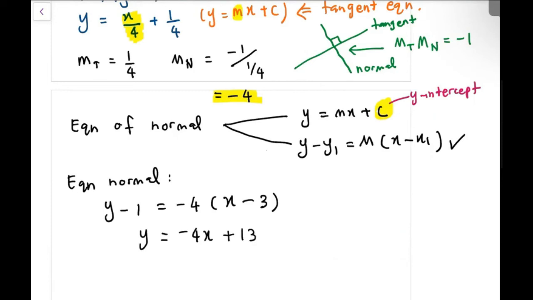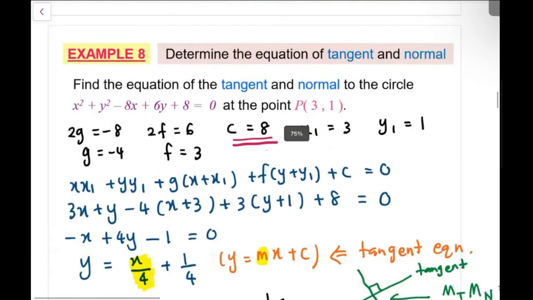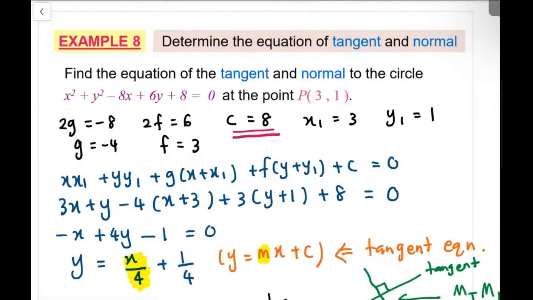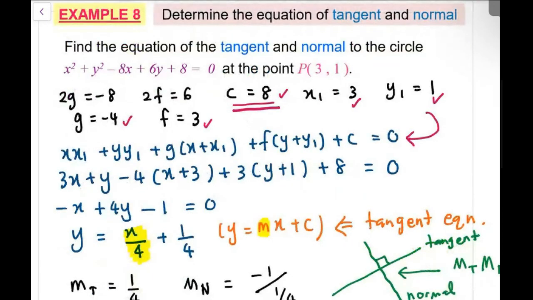Okay, so I recap it first. First, in order to find the tangent equation to a circle, you have to identify g, f, c, x1 and y1. After that, substitute all these values into the formula of the tangent equation of a circle and then simplify it out until you obtain the equation of y equals mx plus c. And that's it for tangent to a circle.